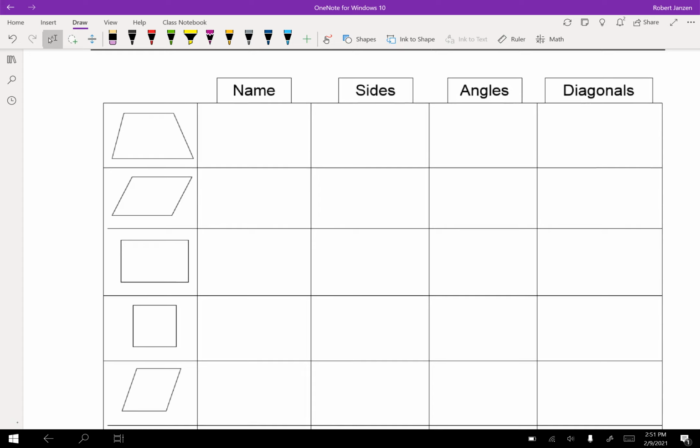Let's go to the one we're most familiar with first. This is a square. What do we know about a square? All sides are equal. Yes, all the sides are equal, but there's more to it than that. The opposite sides are parallel.